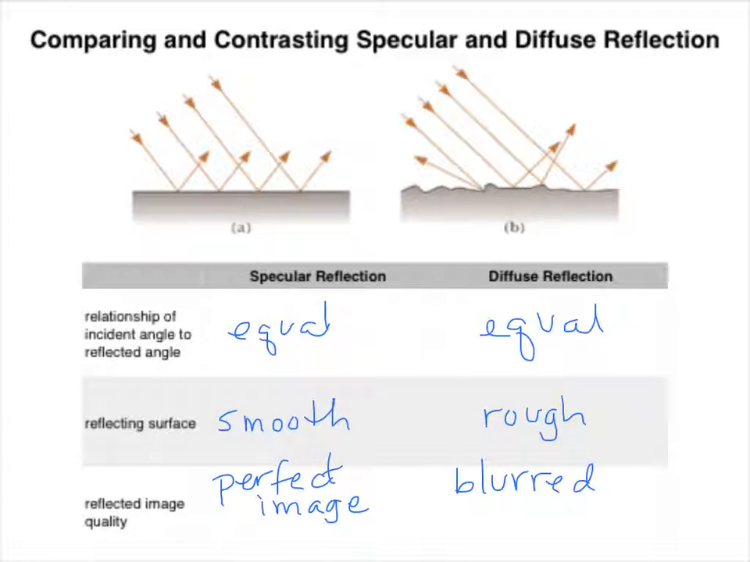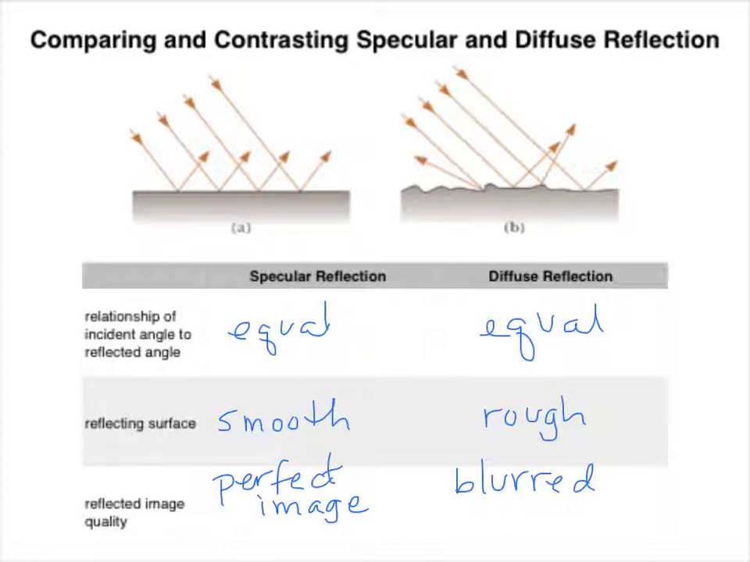And this is true even if we are looking at, say, a wall. If you look at the walls in the classroom, you can just see the color of the wall. You can't see your image reflected in that wall. And again, this is because the surface of the wall is rough.